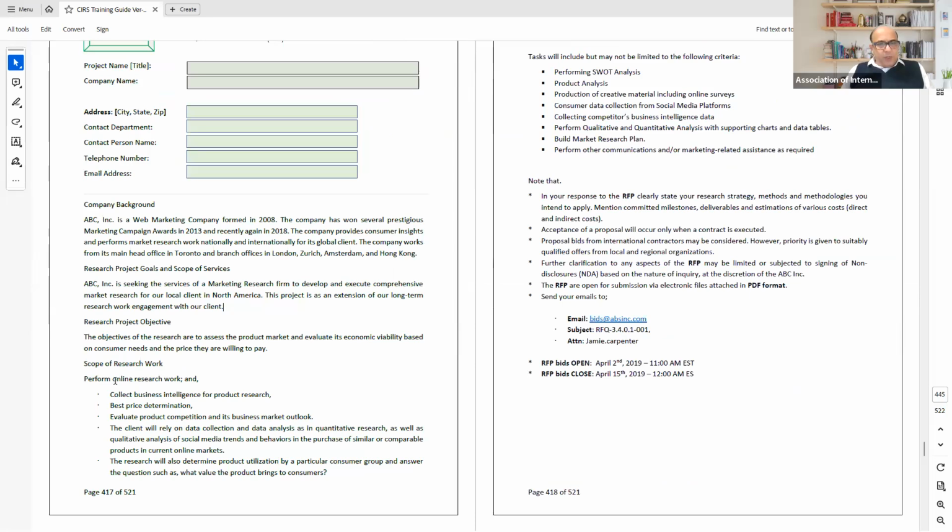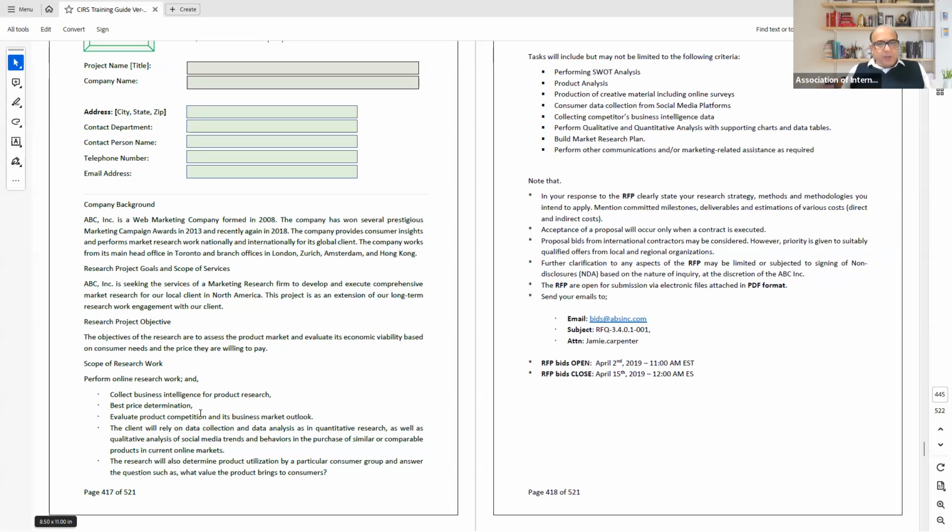It says scope of research, and they have itemized everything, right? It says collect business intelligence for product research. So intelligence means competitive intelligence. Comparative intelligence would encompass everything that has to do with the product, including the feature sets, including the consumers' behavior, perhaps surveys are involved, and so on. But let's just read it quickly.